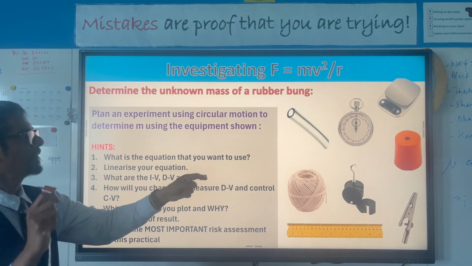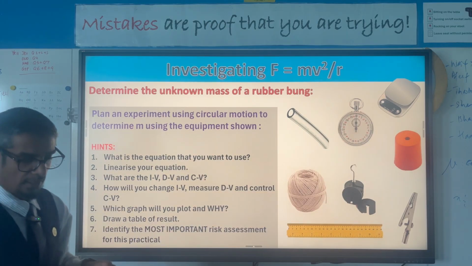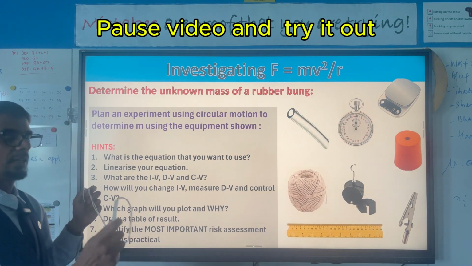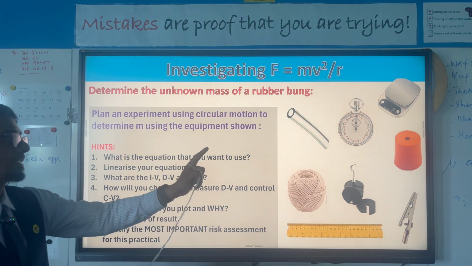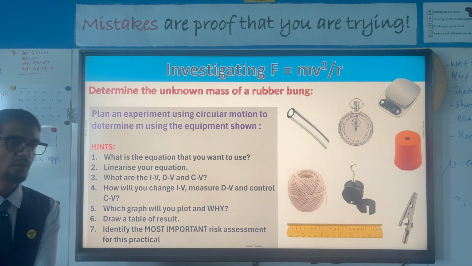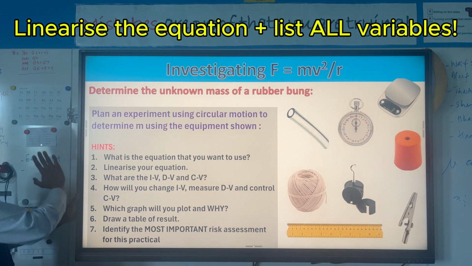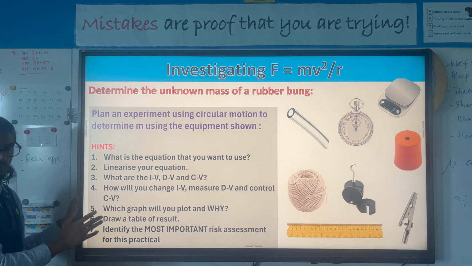So you've got your timer, you've got your rubber bung, you've got a weighing scale, and you've got this plastic tube that you hold, the string, weights, crocodile clips, and ruler. So take a moment and try and think about how you're going to do this, okay?